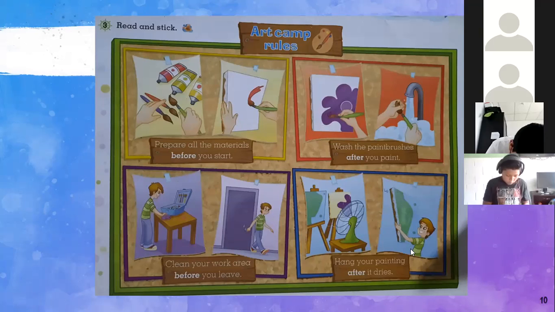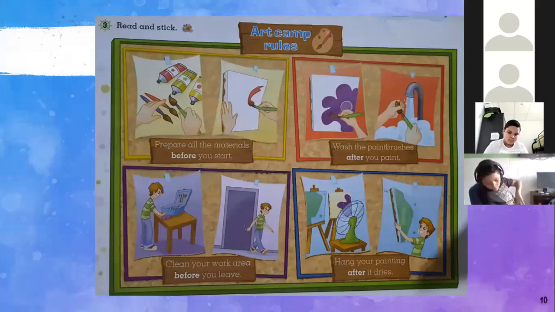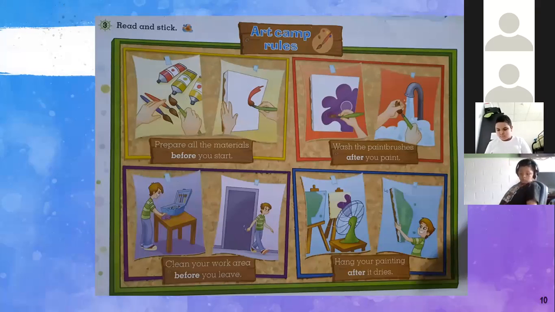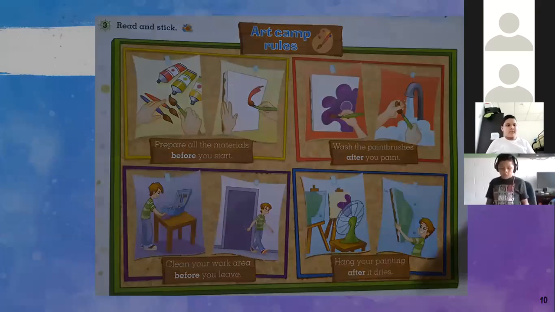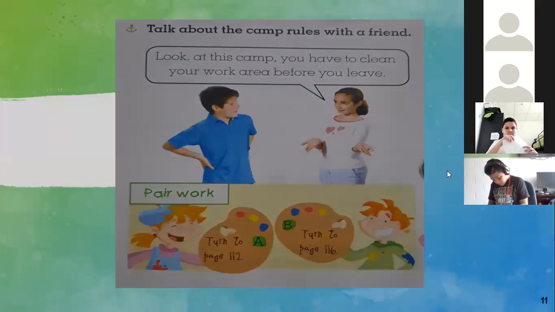Good job. Okay, now let's go to page 112 and 116. Vámonos a la página 112, 116. Okay, 112, 116, please, of your book. In this case, we develop the pair work. Pair work, 112, 115. Turn to page 112, 115. Yes, turn to page 112, 115. And it is this one, yes?